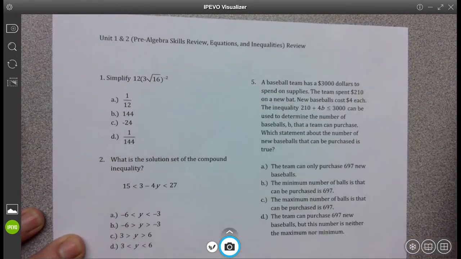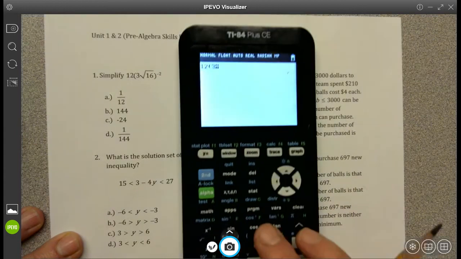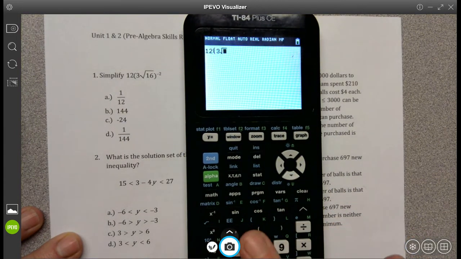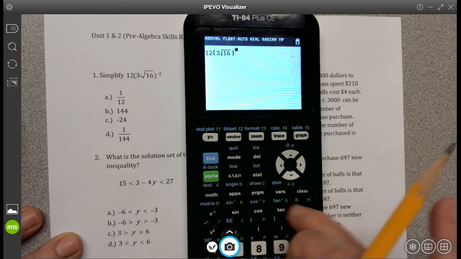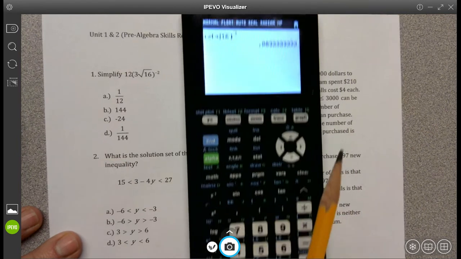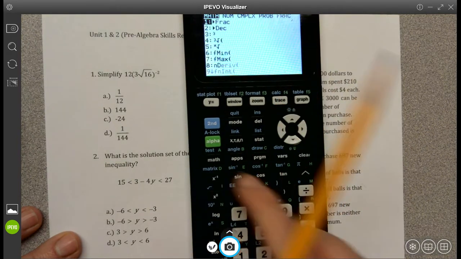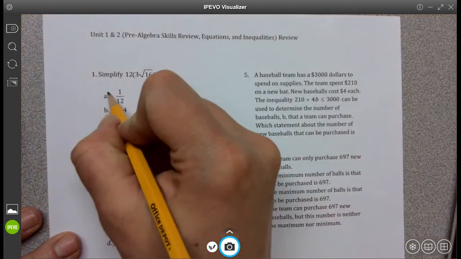we could just simply put it in our calculators. 12 times the quantity 3, second, square root button, 16, get out of there first, then close a parenthesis, raised to the negative second. Okay, you'll get, okay, I don't know what that is. None of those are 0.83. So we go to the math button. Fraction's already highlighted. I want to make this a fraction. So your answer is A.